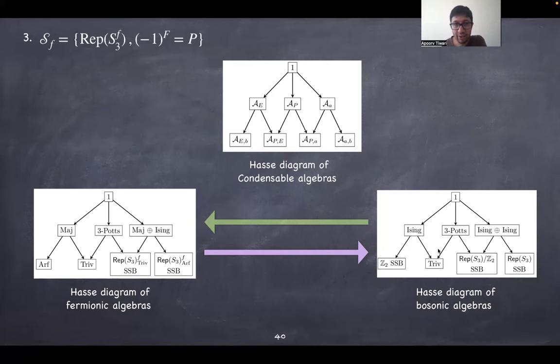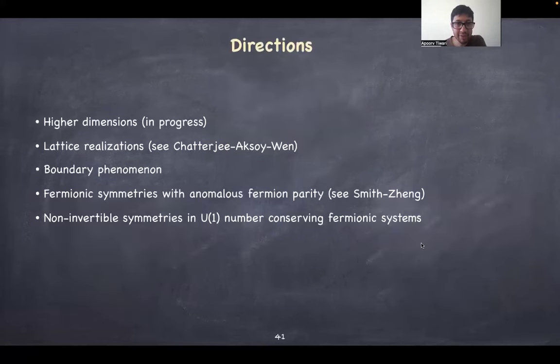So since my time is up, I should conclude. There are various future directions that would be interesting to pursue. Of course, there's higher dimensions where fermionic symmetries can be way more interesting. Not much is known about the structure of phases and even symmetry categories in this case. There's lattice realizations. In particular, the rep-S3 examples were realized on the lattice by fermionizing spin models with rep-S3 symmetry in this paper by Chatterjee, Aksoy, and Wen.